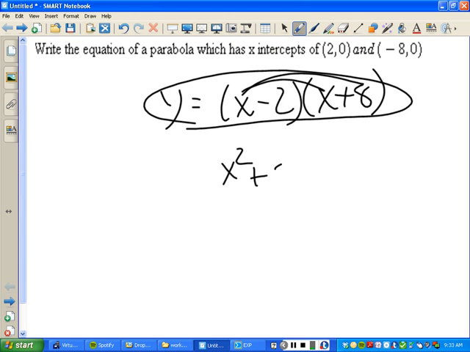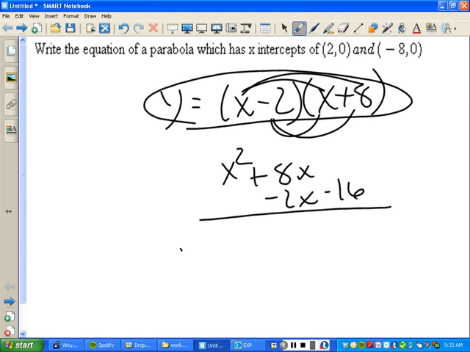x squared plus 8x minus 2x minus 16. So y is equal to x squared plus 6x minus 16.